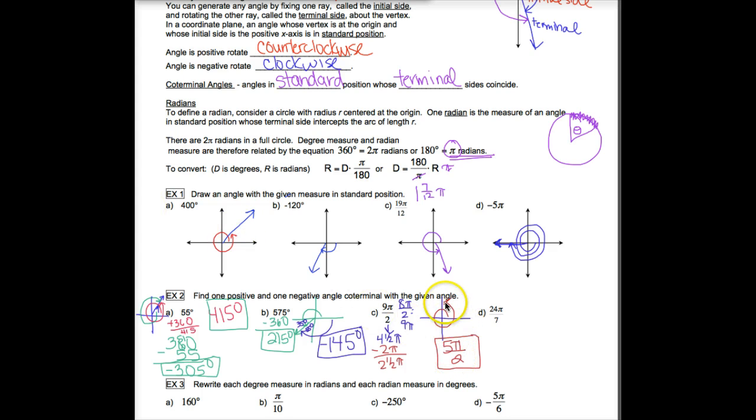The negative coterminal, I've got to get to this exact spot, only this way. So going this way, this is 180 degrees, this is 270. If I count it in radians, here's pi, here's another half pi. So 1.5 pi is my negative. Again, we write them in improper form, so negative 3 pi over 2.